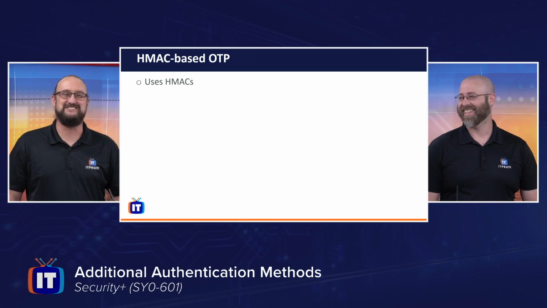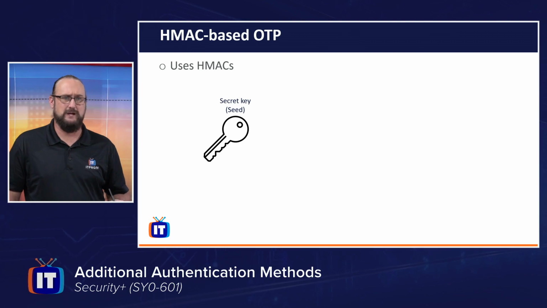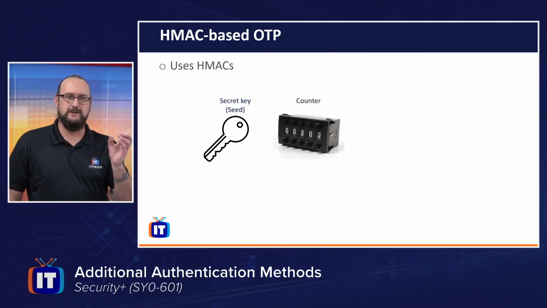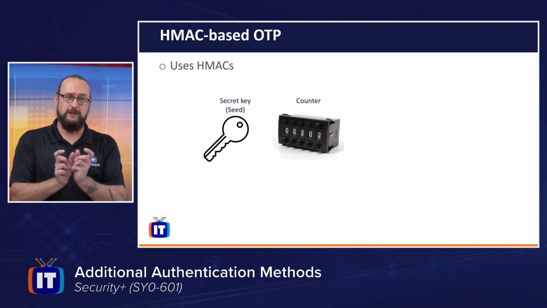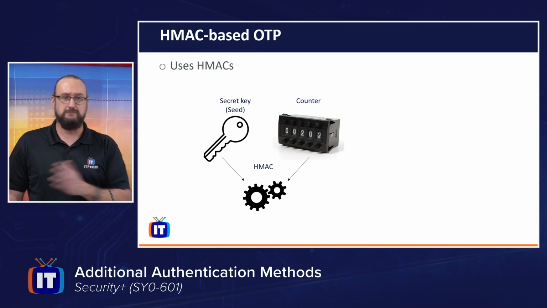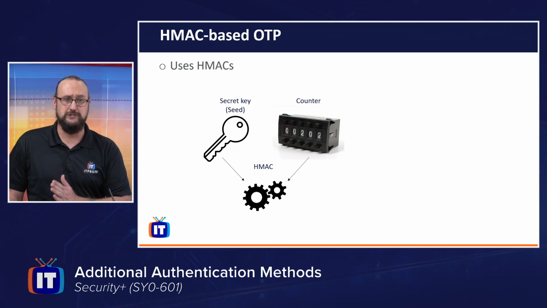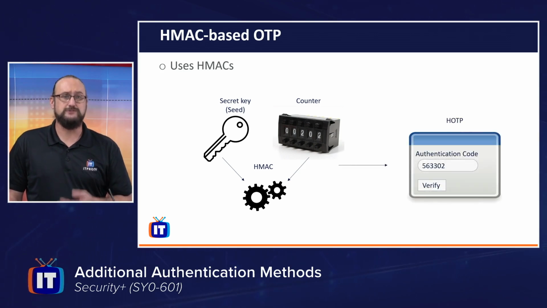So what this does is it uses a combination of a secret key, sometimes called a seed, if you will. And again, it's just a random number, and a counter is applied to that. An HMAC operation is then run over these two components, and that essentially forms what you see.